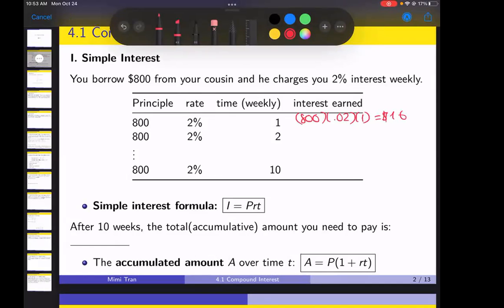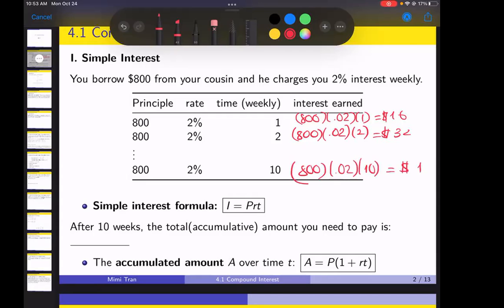After 2 weeks, how much did he make off you? $32, right? You can double the 16, or I'm going to follow the formula for the sake of the formula. 800 times 2% again, this time the second week, so $32, and so on and so forth. All the way, say it took you 10 weeks to pay him off. So how much did he make off you? Yeah, very interesting.